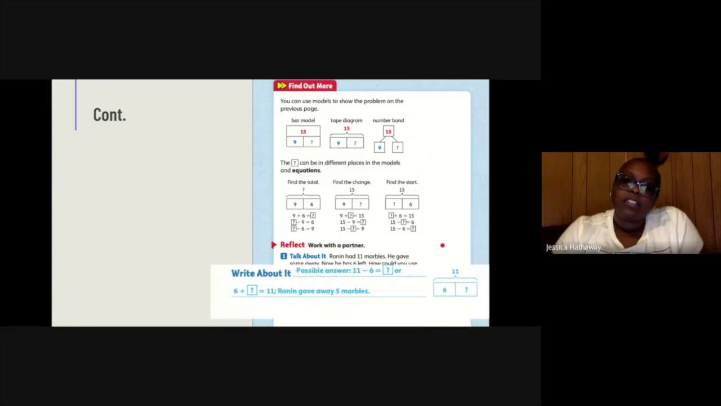So, this is how it could have been written. We had 11 marbles. He gave some away. So you have 11 minus 6 equals question mark. Or you could have said 6 plus the question mark equals 11. So here we use a tape diagram. We have 11, which is our total. We had 6, and we're trying to find the other portion. So Ron gave away 5 marbles.